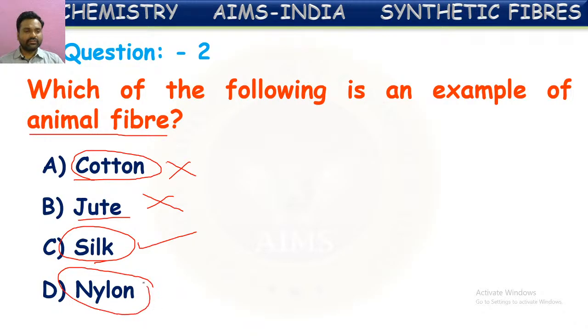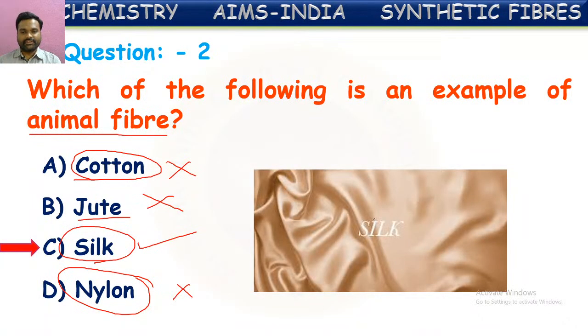Whereas nylon, we know, is one of the synthetic fibers, not a natural fiber. So it is also not correct. So finally, silk is the correct answer, which is an animal fiber. Yes, silk is obtained from silk moth.